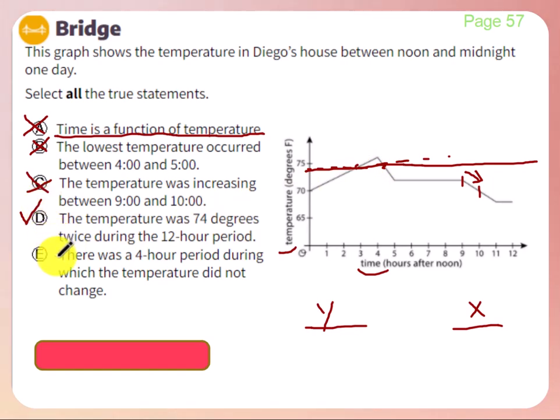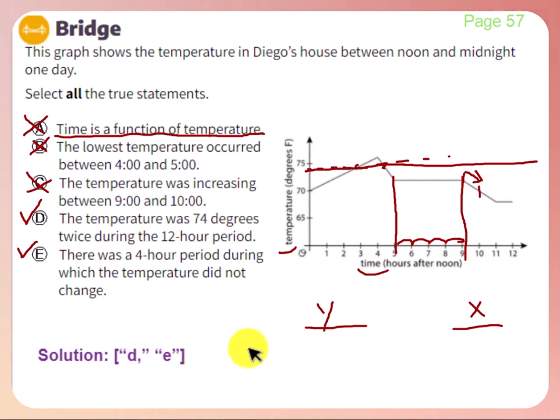And down to part E, there was a 4-hour period during which the temperature did not change. So this is where the temperature is flat. So let's see how many hours transpire between 5 and 9. 1, 2, 3, 4. So that is correct. Okay, so the answer, the solution, D and E.